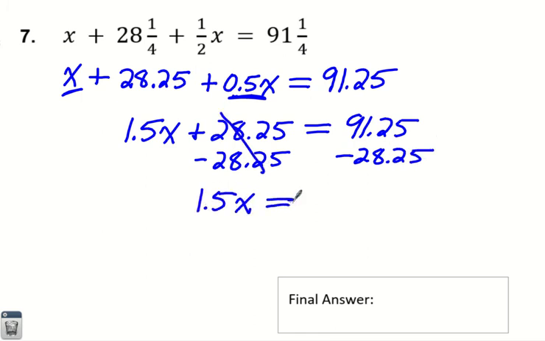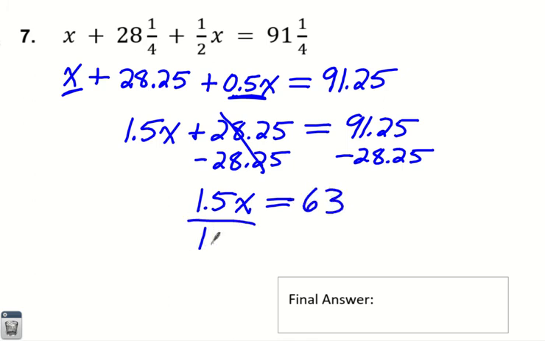1.5x equals, okay, what is this? What do we have here? 91. Let's just make certain on a calculator. 91.25 minus 28.25. 63.